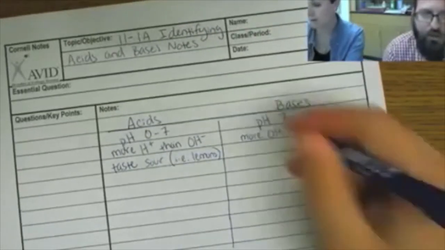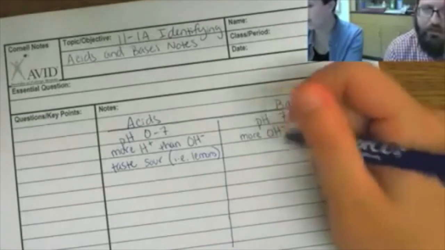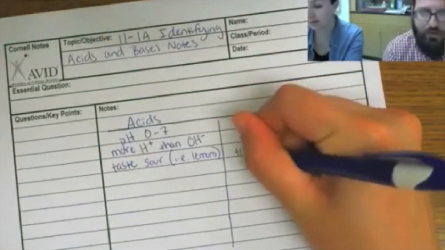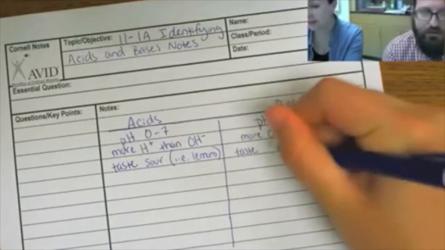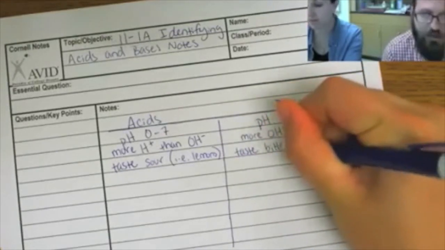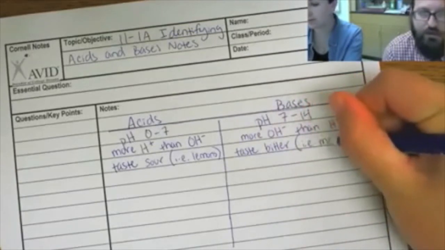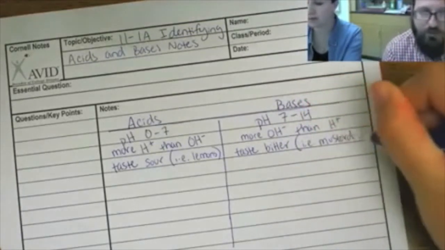Well, then, what do bases taste like? Bases taste bitter. Can you think of anything that tastes bitter? Coffee. Coffee is bitter. Yes. And mustard. Mustard. Yes. Those are pretty bitter tasting. So say mustard or coffee. Okay. Cool.